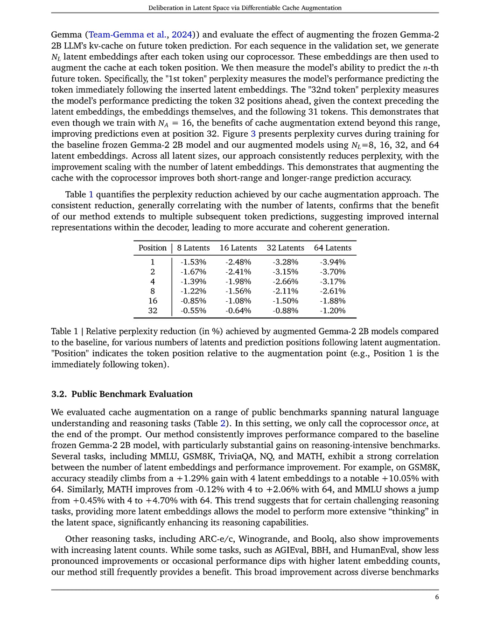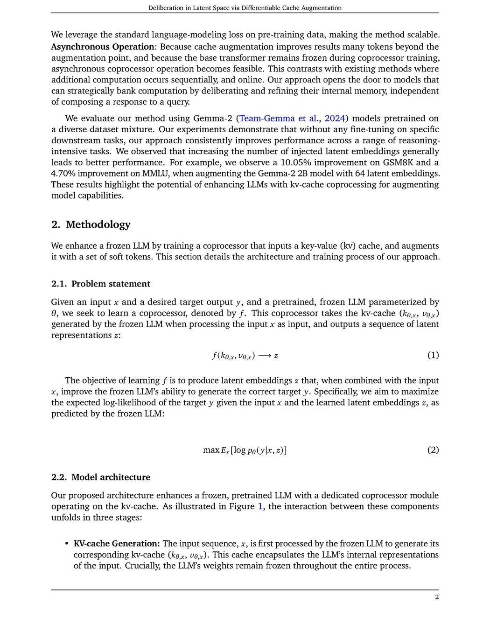Additionally, our approach consistently reduced perplexity across multiple tokens, indicating enhanced prediction capabilities, even extending beyond the training parameters. The results show a strong correlation between the number of latent embeddings and performance gains, underscoring the effectiveness of our coprocessor in facilitating deeper reasoning. Overall, these findings highlight the potential of our KV cache augmentation method to significantly enhance the reasoning capabilities of large language models without requiring task-specific training.